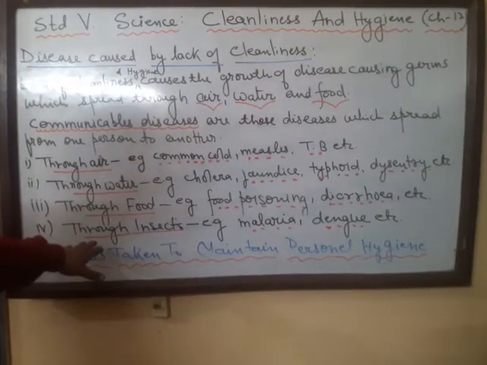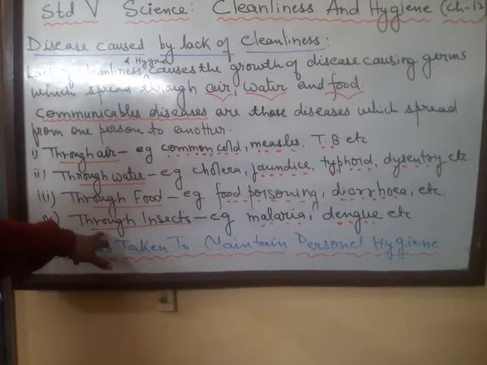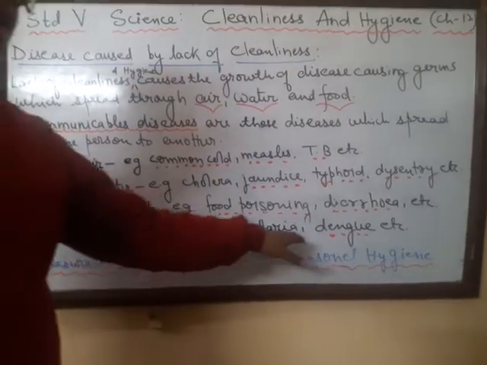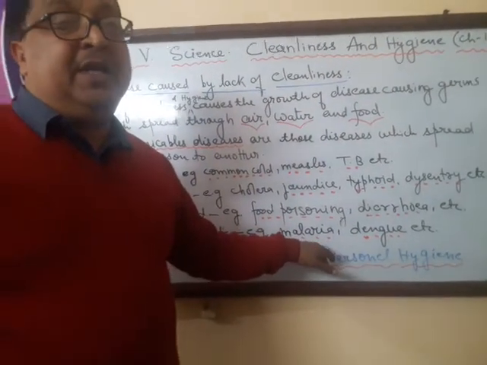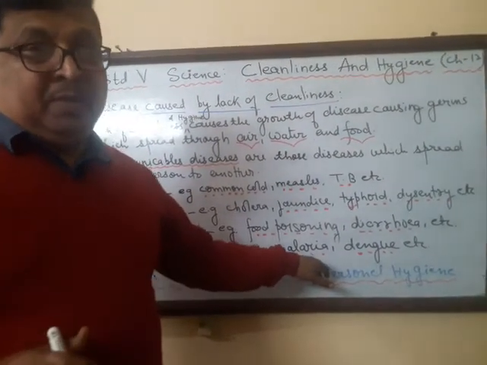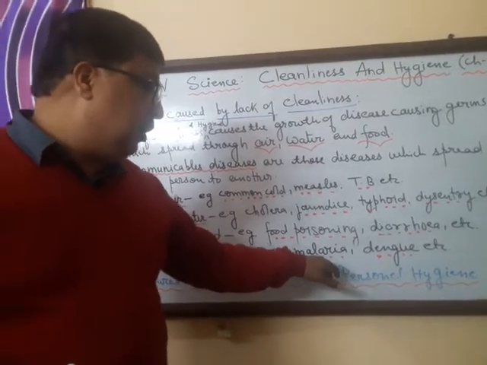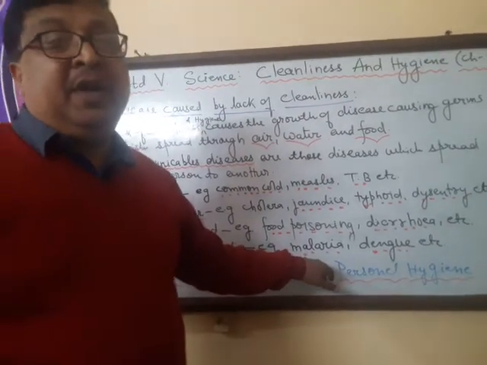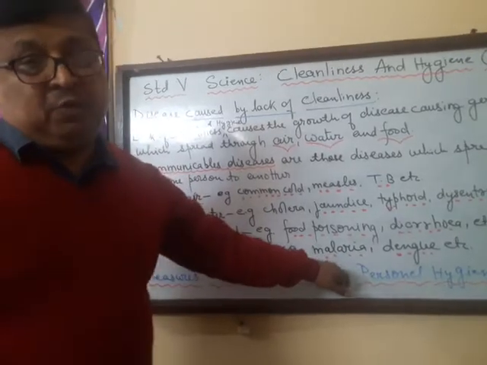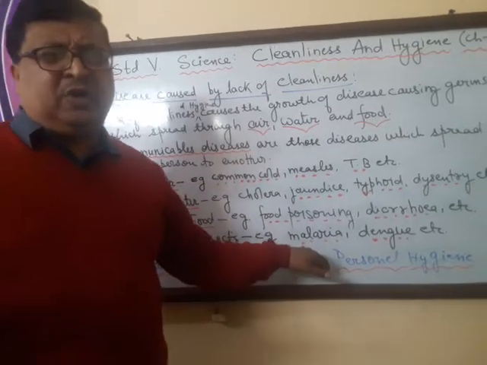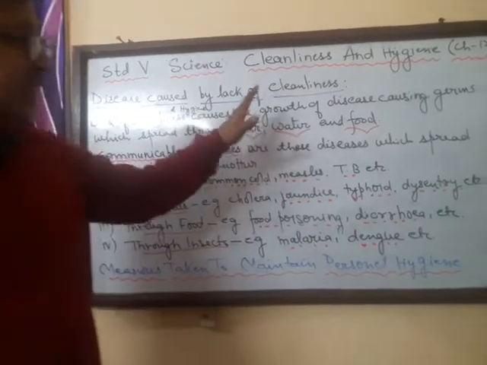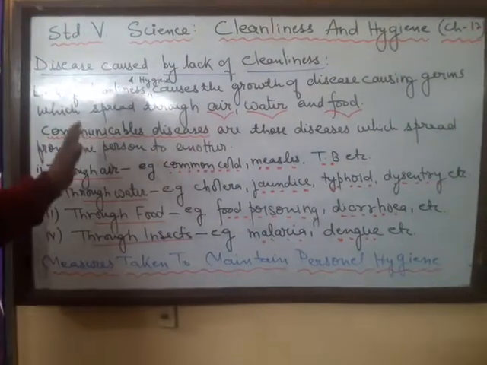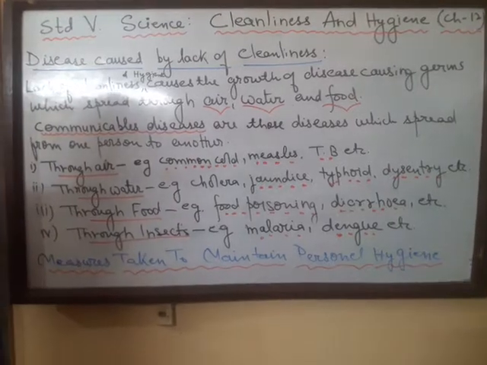Now insects. Insects are also carriers of various diseases like malaria, dengue, etc. Actually this malaria is caused by protozoa, but it is spread through mosquitoes. They are named the female Anopheles mosquito. We'll discuss how it causes disease when we go into the next class. So these are the different diseases that are caused through various agents, you can say.